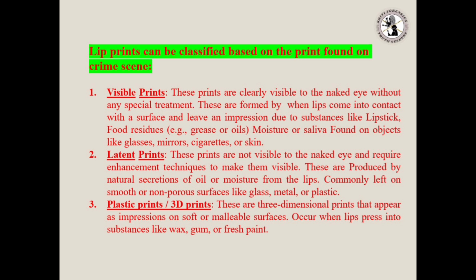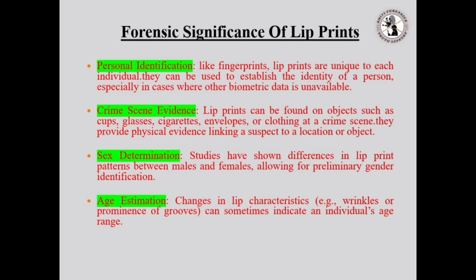Then we have plastic prints, which are also called 3D prints. They are 3-dimensional prints which appear as impressions on soft or malleable surfaces, for example substances like wax, gum or fresh paint. So next we are going to talk about the forensic significance of lip prints, and how lip prints can be helpful for person identification.